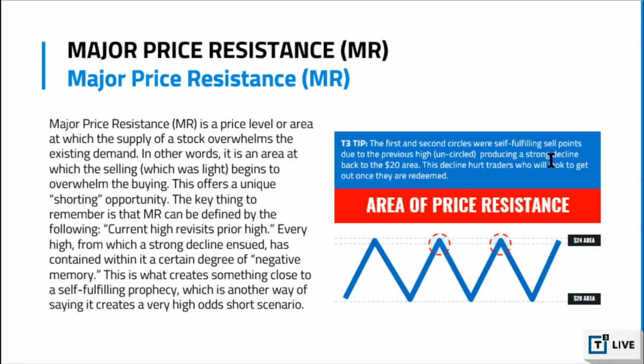The first and second circles were self-fulfilling sell points due to the previous high uncircled, producing a strong decline back to the $20 area. The decline hurt traders who will look to get out once they are redeemed. But that's not the only reason. There's another group of traders that also look to take advantage at prior tops and bottoms, and it's called technicians. It's called day traders, professional traders also. They recognize that and they pile on. Their selling or their shorting is the same as selling the stock, adds fuel to the fire and makes the stock drop.